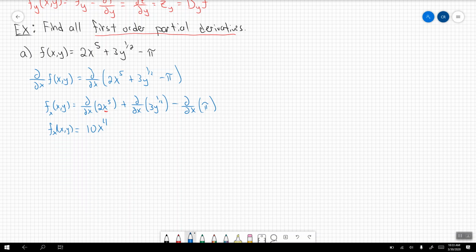Now, the big aspect about this is that 3y to the 1/2 does not contain a variable of x, and that's what we're taking the derivative for, which means this is now treated as a constant. So the derivative of this function with respect to x, there are no x's, it's a constant, so what's the derivative of a constant? That's right, 0. So this is 0. Pi, the third term, is a constant as well, which means that goes to 0. So naturally, then the derivative here, at least the first order derivative with respect to x, becomes 10x to the 4th.